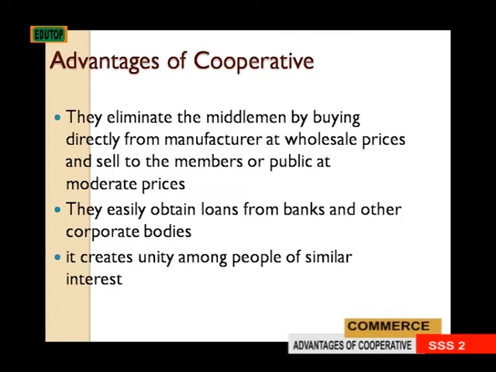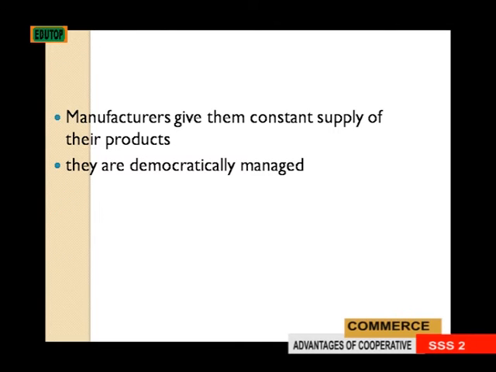Advantages of cooperative. 1. They eliminate the middlemen by buying directly from the manufacturer at wholesale prices, and sell to the members or public at moderate prices. 2. They easily obtain loans from banks and other corporate bodies. It creates unity among people of similar interest. Also, manufacturers give them a constant supply of their products and they are democratically managed.